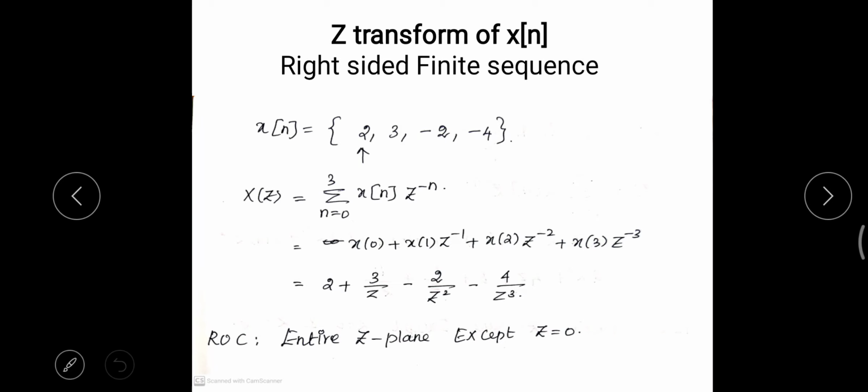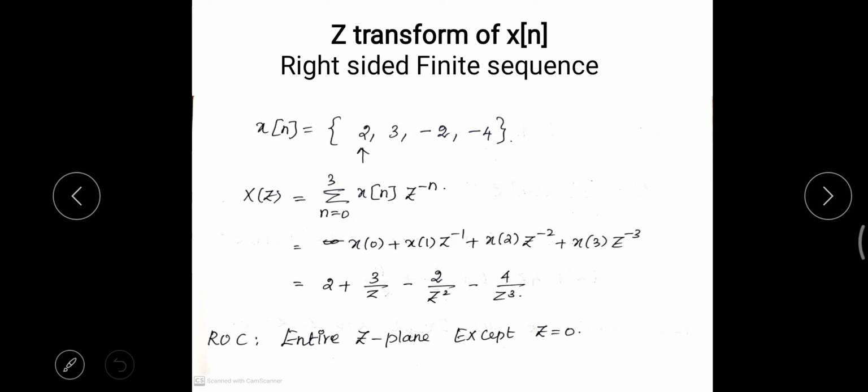Okay, so now the first one is the right-sided finite sequence. Here I have taken a right-sided finite sequence example: x of n is equal to 2, 3, minus 2, minus 4. The signal starts at n is equal to 0. So it's a right-sided sequence, hence it is a causal signal. Now you can take the Z transform for this.